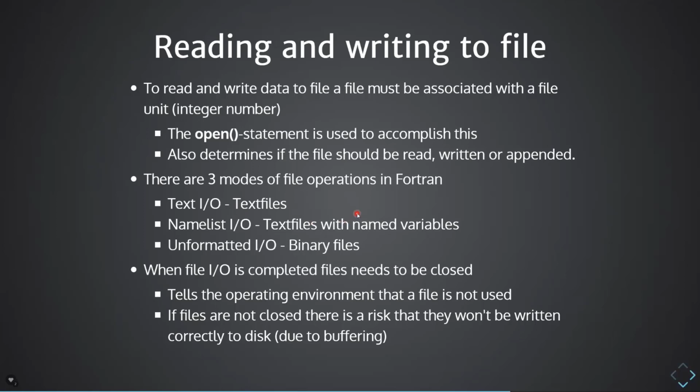There are three modes of file operation in Fortran. There is the basic text files, which we have done using the previous examples. There is something called namelist I/O, which is text files containing named variables, so it's kind of nice for input files to your code, for example. And there are binary files, or unformatted I/O. I will cover those in separate examples.